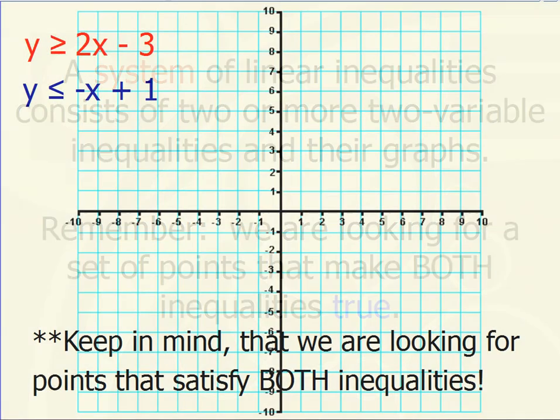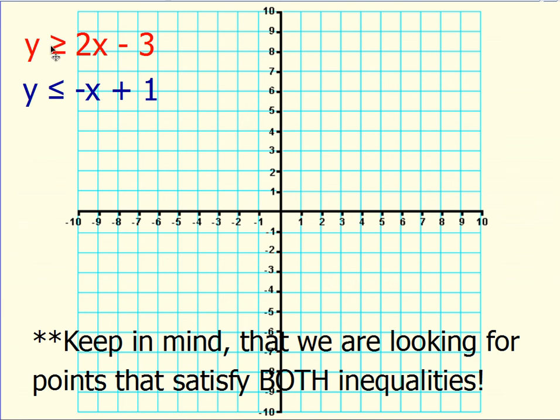So let's take a look at our first system. We have two very distinct and separate inequalities. Y is greater than or equal to 2x minus 3, and y is less than or equal to negative x plus 1. We're going to take these one inequality at a time and graph. So let's take a look at that first inequality. Y is greater than or equal to 2x minus 3.